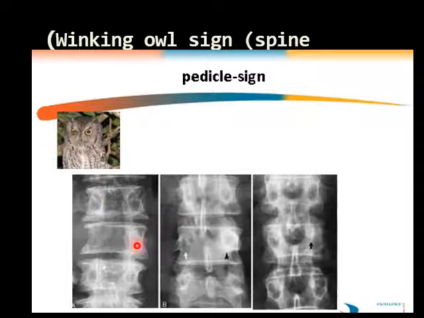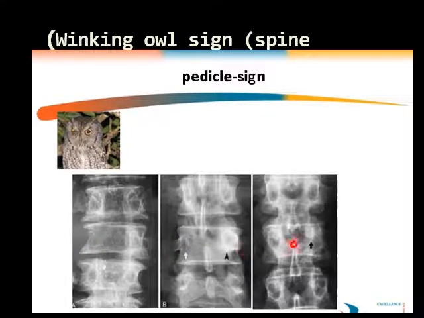Okay. This is a very nice pedicle, very nice pedicle, but here we don't see. Oh, this is what we call the winking owl sign or pedicle sign. If you don't identify one of the pedicles, this means that it is affected by metastasis.